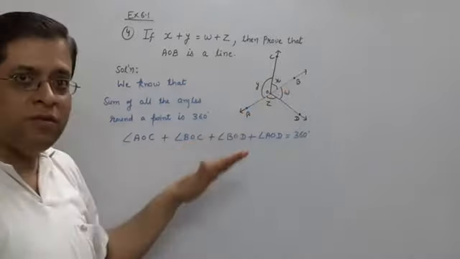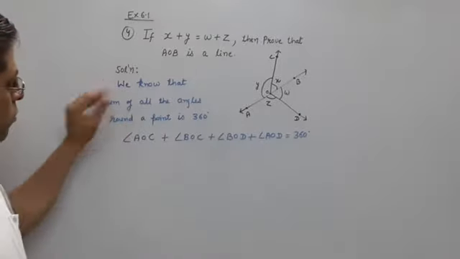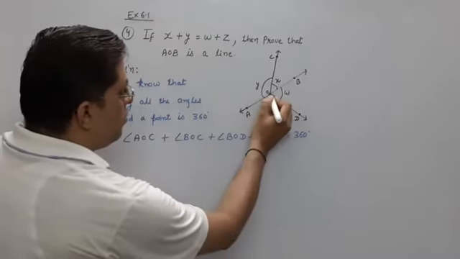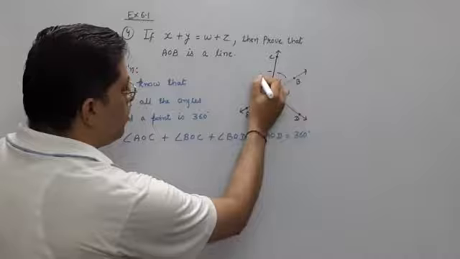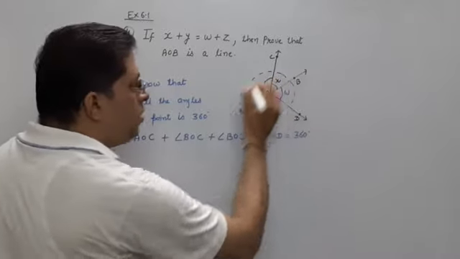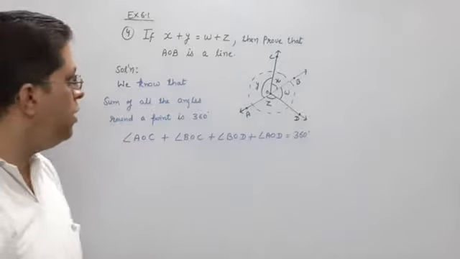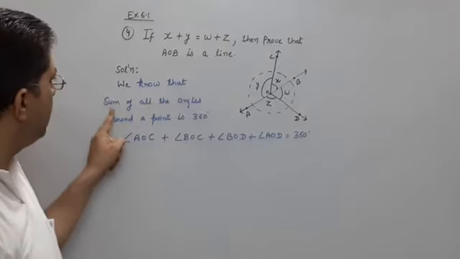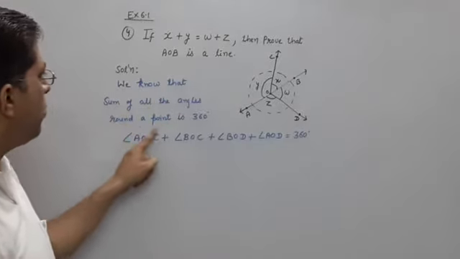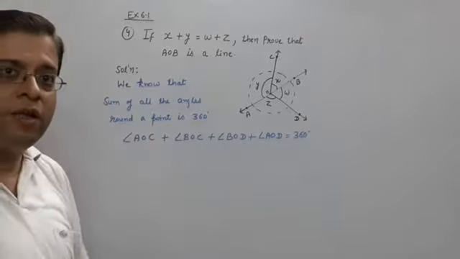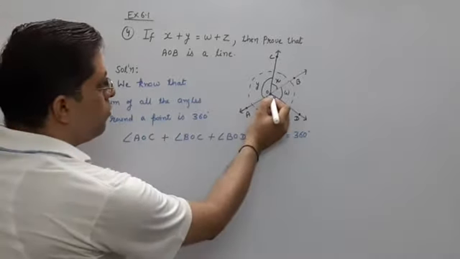If x plus y is equal to w plus z, then you have to prove that AOB is a line. This AOB is a line. See here, this is this and this is one, all the angles around the circle. Then the sum of all these is 360 degrees. We know that the sum of all the angles around a point is 360 degrees. This point is what? O.